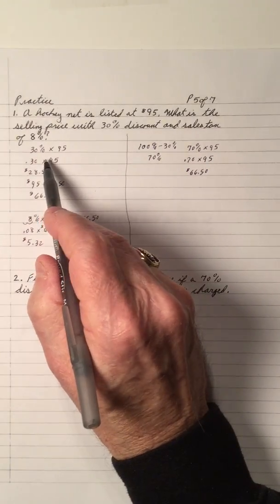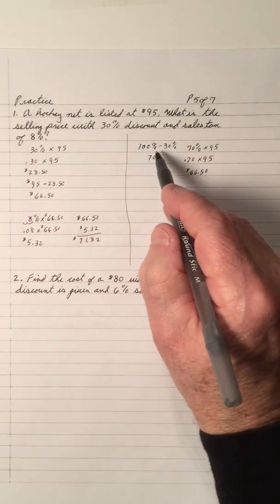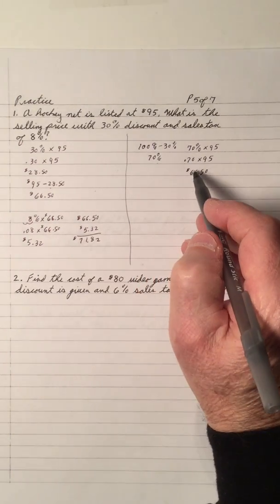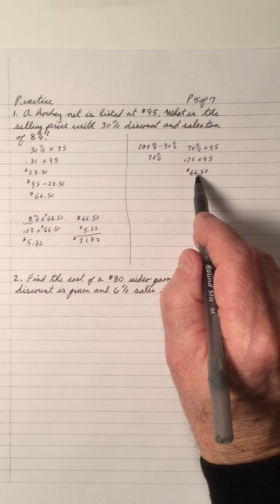So notice over here, you did the 30% and then subtracted the price. Over here, you subtracted the percent and then multiplied to get it. So you still got to the same answer of $66.50 that you're paying for it.